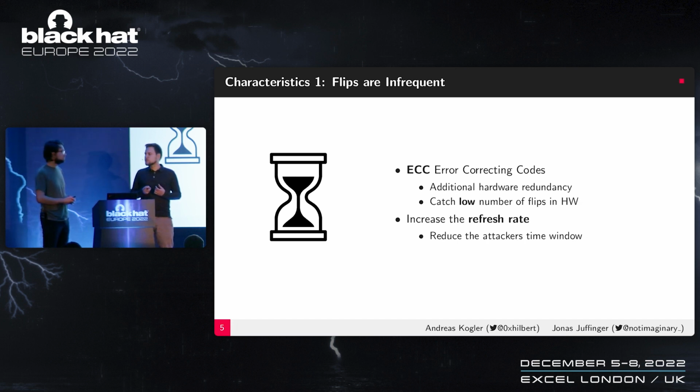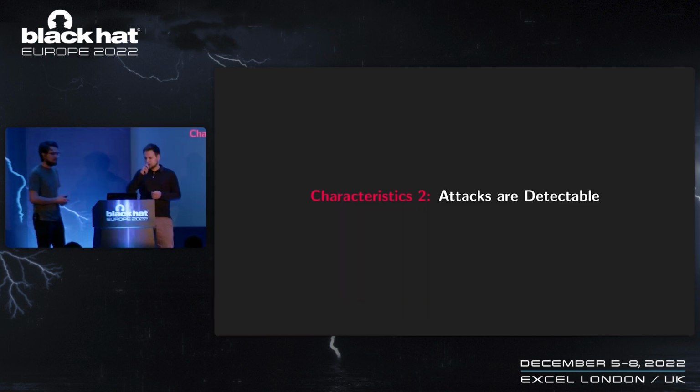So from an attacker's point of view, we have to optimize the time it takes in order to induce a flip. And this is usually 64 milliseconds, the standard refresh interval for DRAM. The second characteristic is that attacks are detectable.